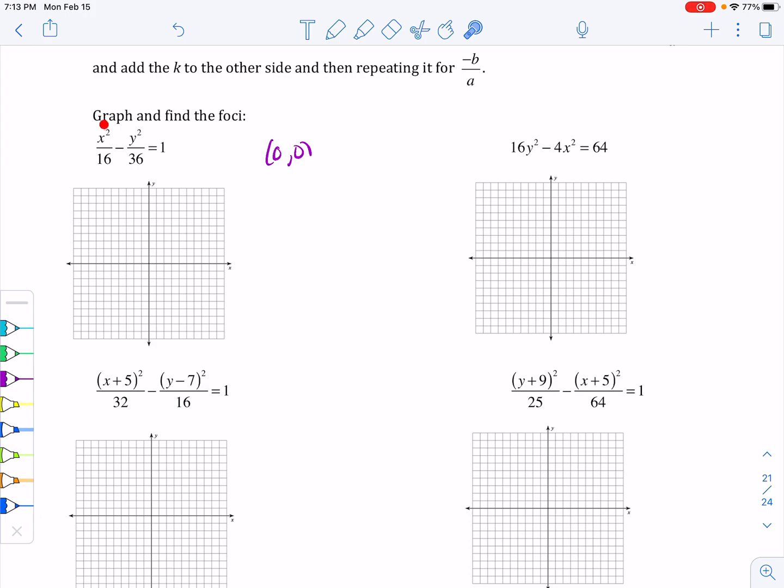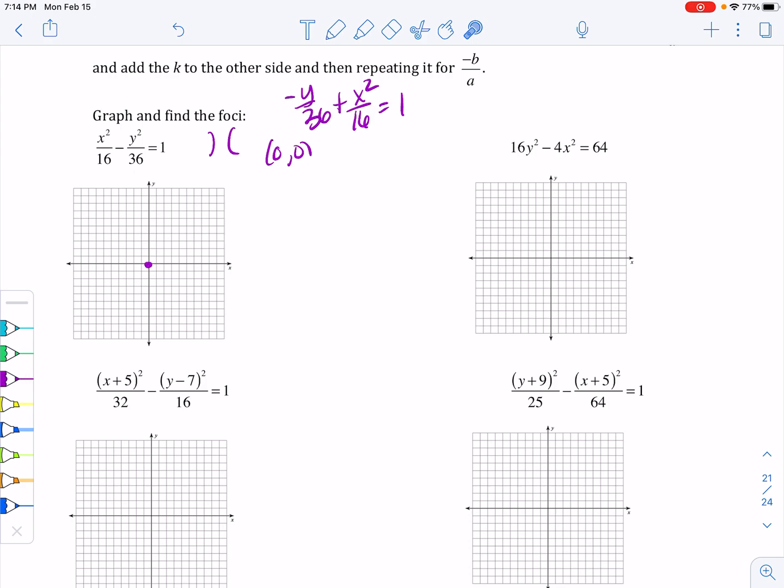Now here, since the x squared is positive, whatever's positive shows which axis it's going to be opening towards. So since the x is positive, it's going to be opening like this. Just so you are aware, I could write this equation as negative y squared over 36 plus x squared over 16. So it's not always the thing that's first. It's really based off of what's positive or what's negative. Okay, so pay attention to that detail. So we're starting at 0, 0.